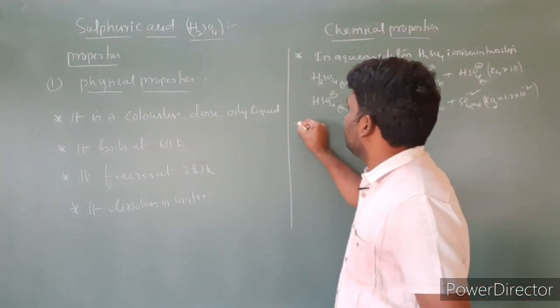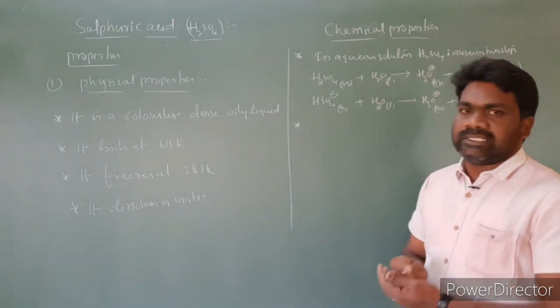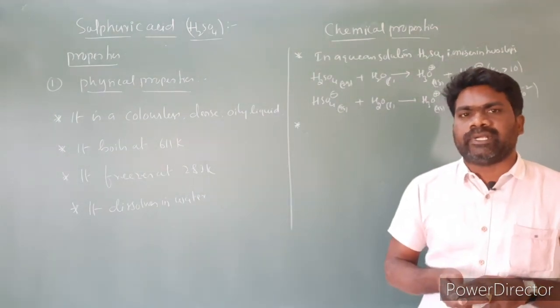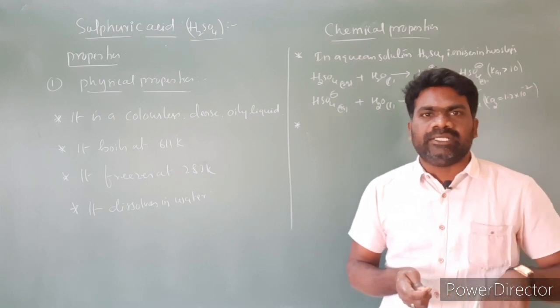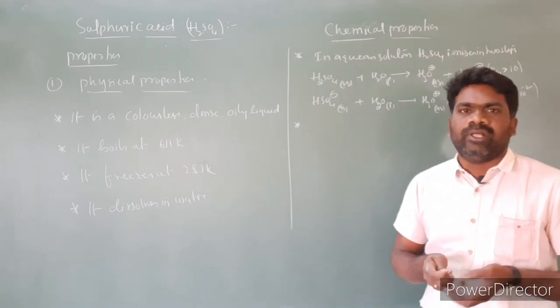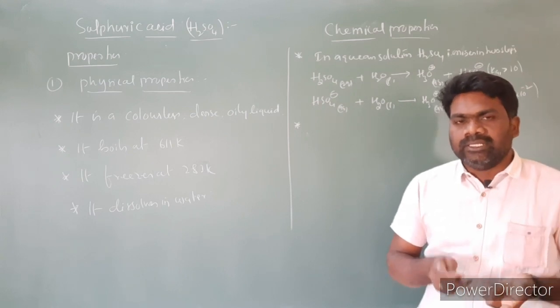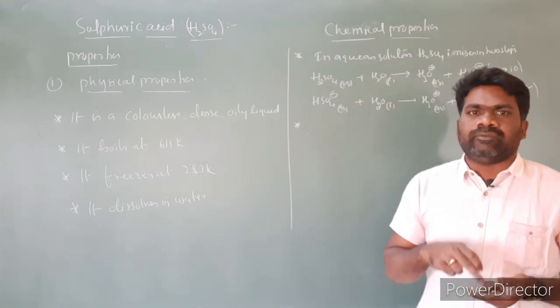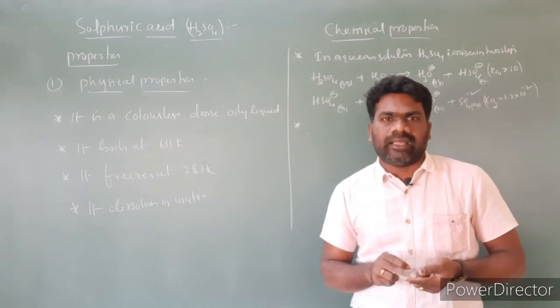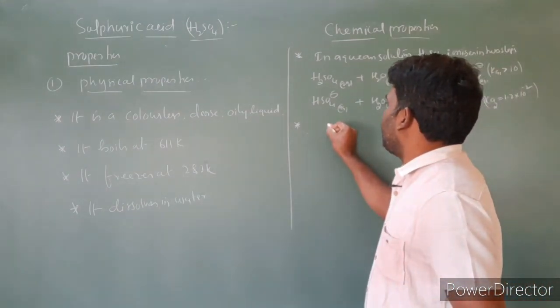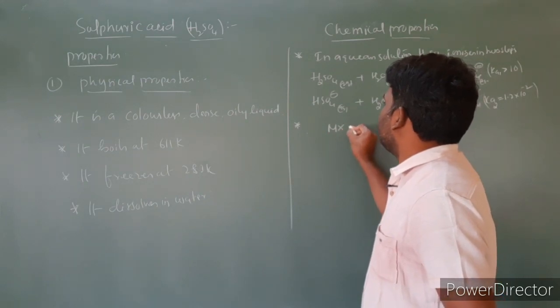The second property is that sulfuric acid has low volatility. Because of its low volatility, sulfuric acid is used in the manufacturing of high volatile acids. Sulfuric acid is a low volatile acid. By using this sulfuric acid, we can prepare high volatile acids from their corresponding salts. For example, I am taking MX, it is a salt.